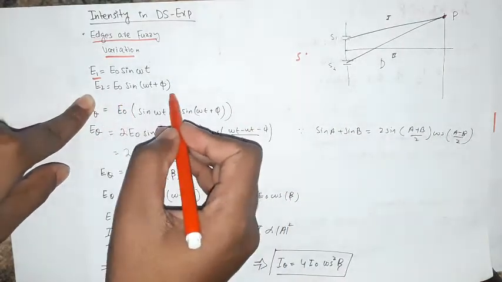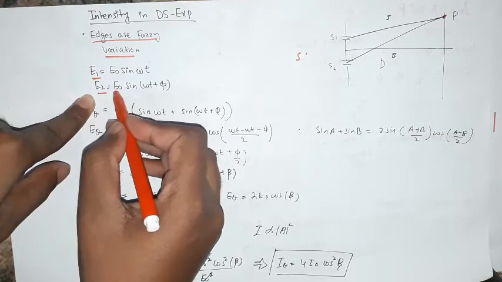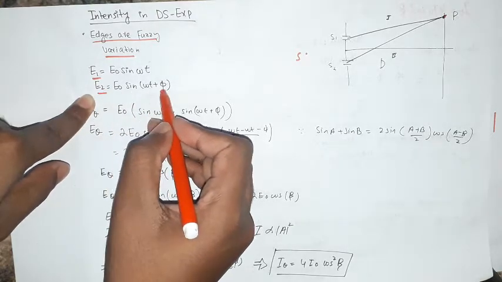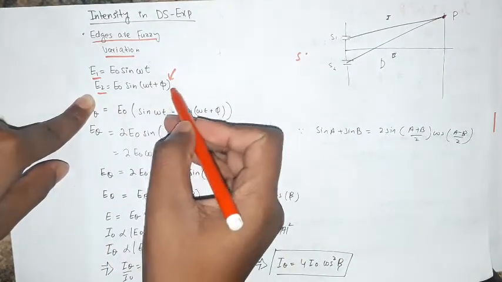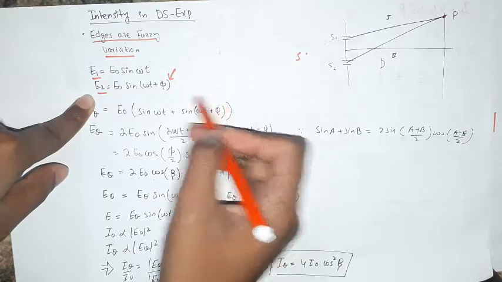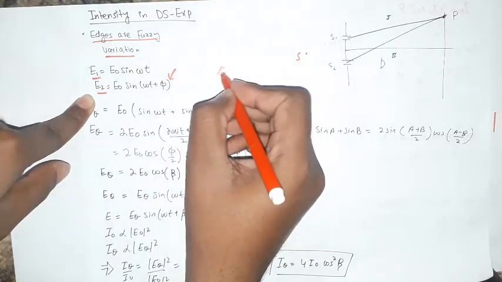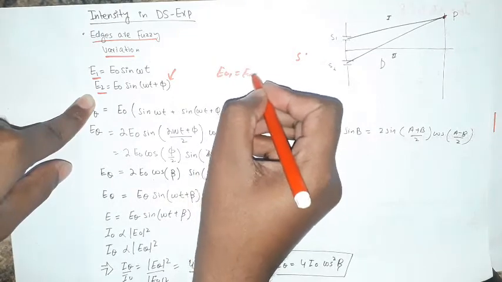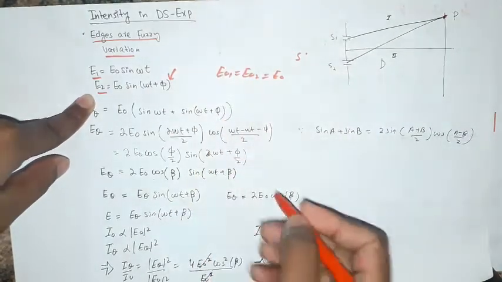Similarly, since these two waves are coherent, the second wave can be written as E2 is equal to E naught sine of omega t plus phi, where this phi is the phase difference, and this should be constant in time because this is the condition for interference. And here we have taken the amplitudes of the two waves the same, that is E naught 1 is equal to E naught 2, that is equal to E naught.